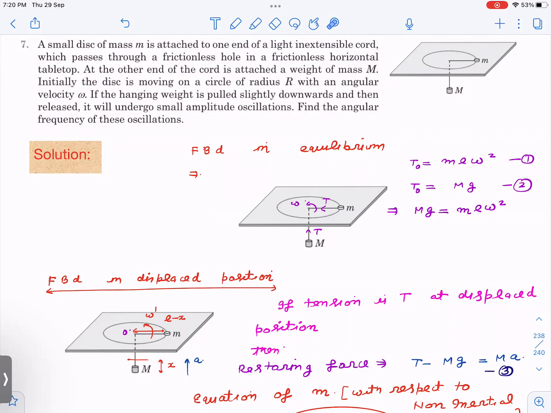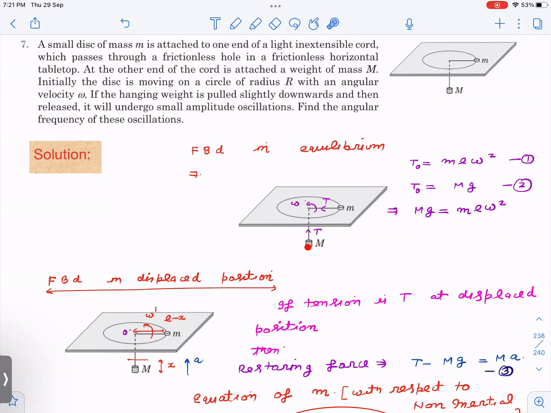I'm going to solve this question using the standard method so that your concepts are clear. What will be the FBD in equilibrium? This block is moving in a circular path, so the tension is m L omega square. It is given as r, but I have taken this as L, so wherever there is r, I'm going to use L. So here tension is m L omega square, since it is in uniform circular motion. And for this block, the weight is balanced by the tension force, so T naught is mg. That gives us this equation, the equation of equilibrium.